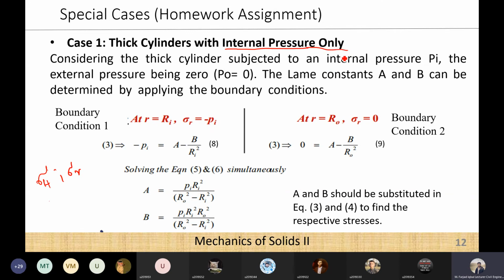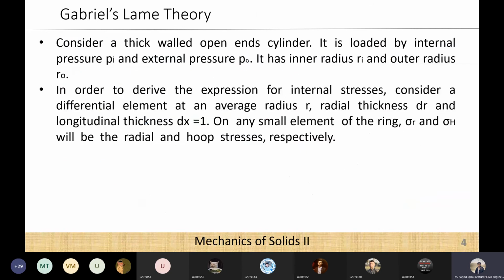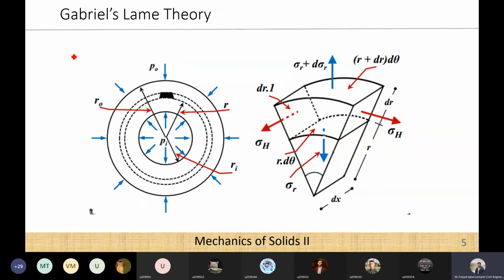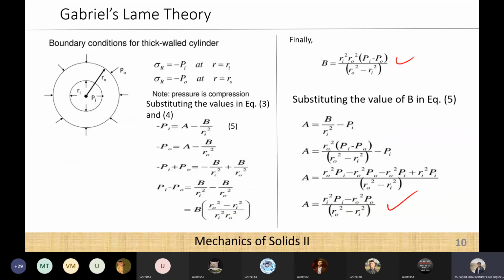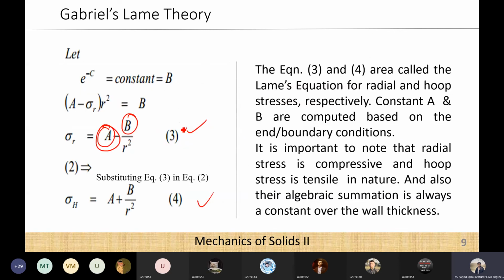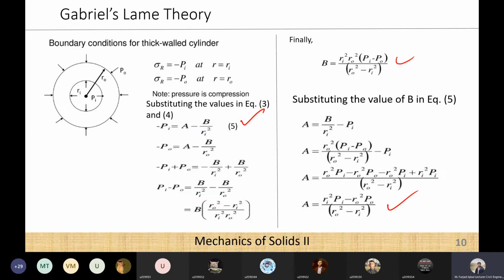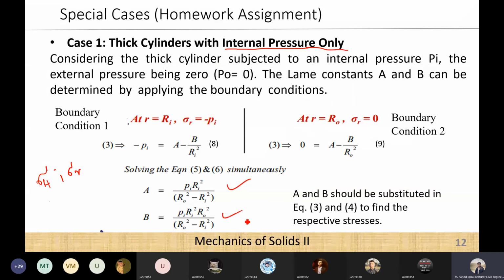So, just like I told you, my boundary condition will be that at a radius r equal to r internal, the radial stress is equal to minus Pi. And at r equal to external radius, my radial stress is equal to 0. These will be my two boundary conditions, and they will be substituted into the equations of sigma h and sigma r, which I have calculated over here, to get the two A and B equations.